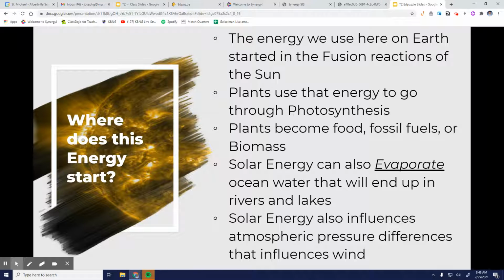Solar energy can also evaporate ocean water. Then, when that evaporation occurs, that water can be transported all over the world as clouds. Eventually, that water will be dropped as rain, and that could definitely end up in lakes and rivers. Those lakes and rivers can then be used to power hydroelectric dams. And solar energy can also influence the pressure differences that actually create wind. When we think about windy places, it's due to atmospheric pressure differences, and that is influenced by that solar energy. So all of the energy that we have here on Earth comes from the sun.